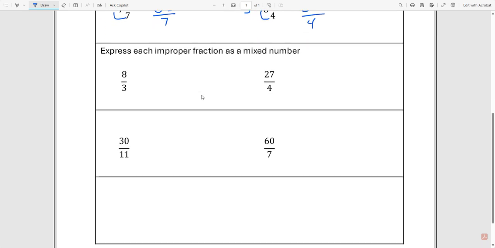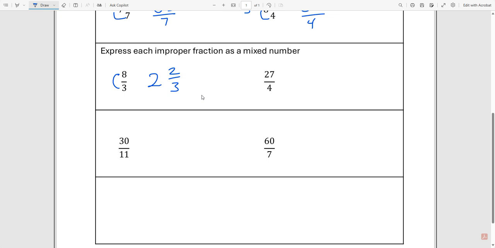Converting or expressing each improper fraction that we have now as a mixed number. So we're going to convert these improper fractions to a mixed number by simply dividing the numerator by the denominator. And then what's left over we'll place in the numerator. So for example, 8 divided by 3 is 2. So 3 will divide into 8 2 times with 2 left over. And so, because 3 times 2 is 6, and 8 minus 6 is 2. So that's what's left over, and we end up with a mixed number of 2 and 2/3.